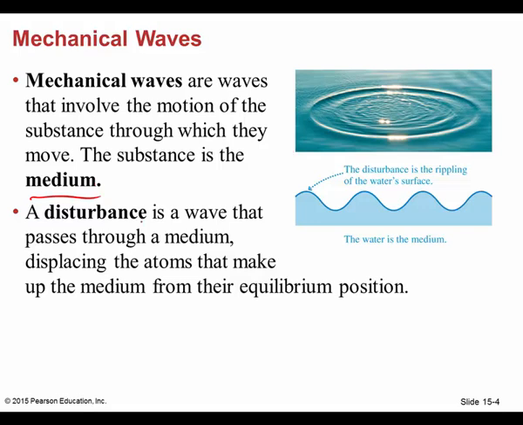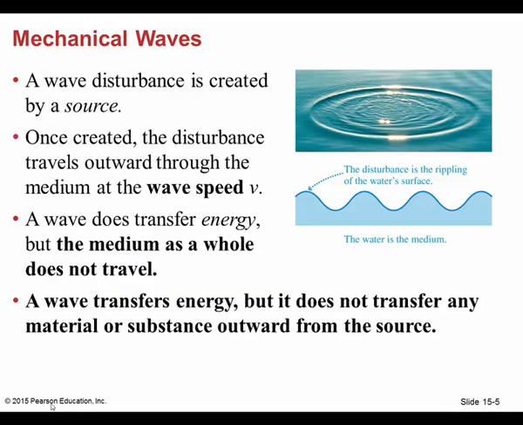Then the disturbance is the wave that passes through the medium, which displaces the atoms that make it up. So what's the difference between the medium and the disturbance? Well, the medium is the material, and the disturbance is the actual wave that is displacing matter. In other words, you could loosely call the disturbance the energy of the wave. In order to have a disturbance, you've got to have a source. In this case, it looks like someone threw a rock in a pond.